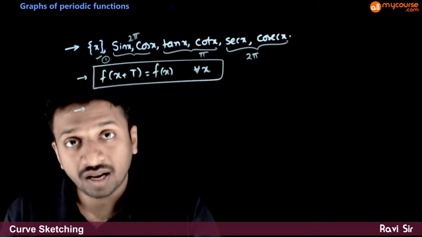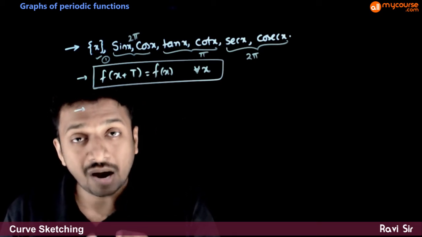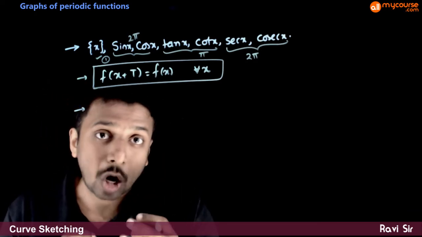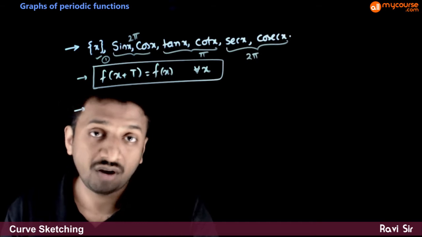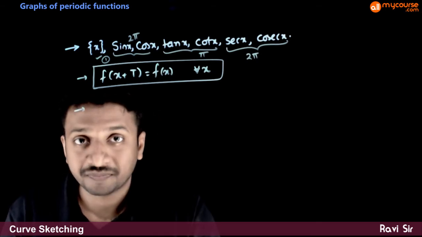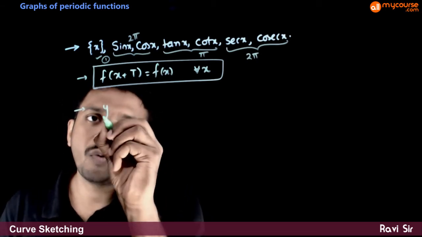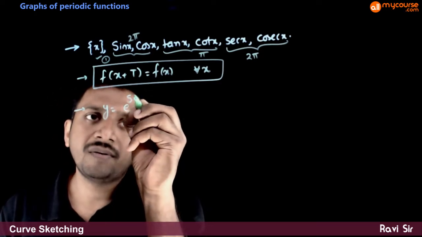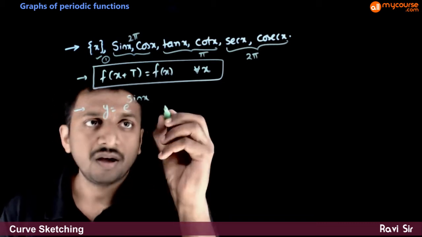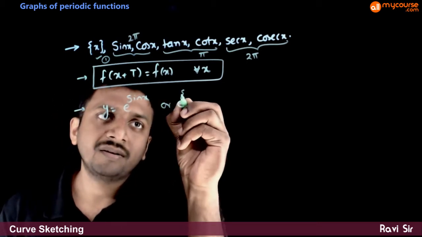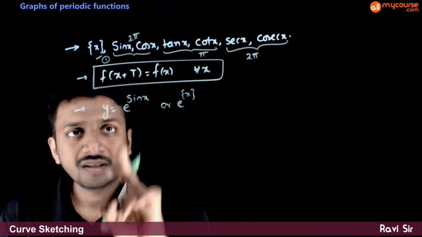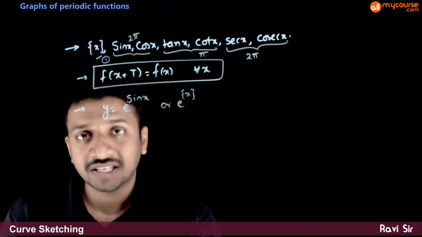So what we are going to deal with now is how to find the graphs if you have composite functions involving non-periodic and periodic functions. For example, if you want to draw the graph of y is equal to e power sin x, or e power fractional part of x.